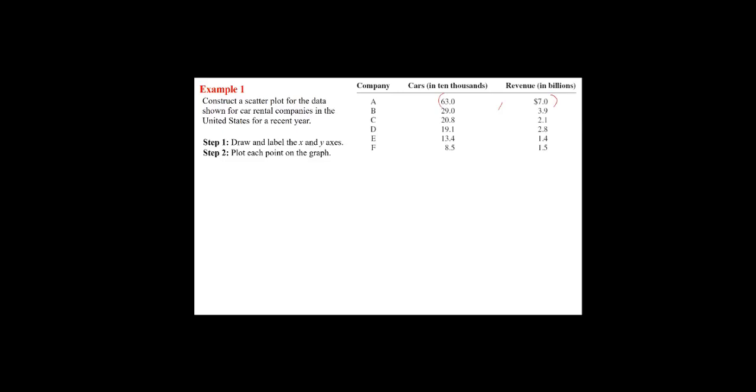So for example, the second pair would be 29, 3.9, and the rest of it. So we have 1, 2, 3, 4, 5, 6 pairs, and we're going to plot the points. I don't think anybody has any problem in points. You just got to be fairly careful, especially when you have a small size data, and plot accordingly.